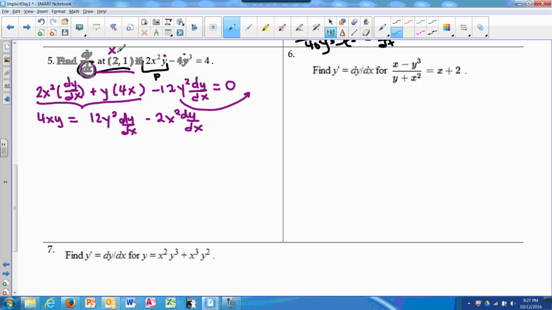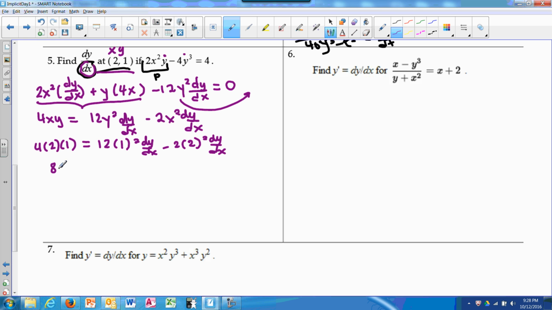Make sure you plug them in carefully, don't mix up your x and y. So you have 4 times the x value of 2 times the y value of 1 equals 12 times the y value of 1 squared dy dx minus 2 times the x value squared dy dx.